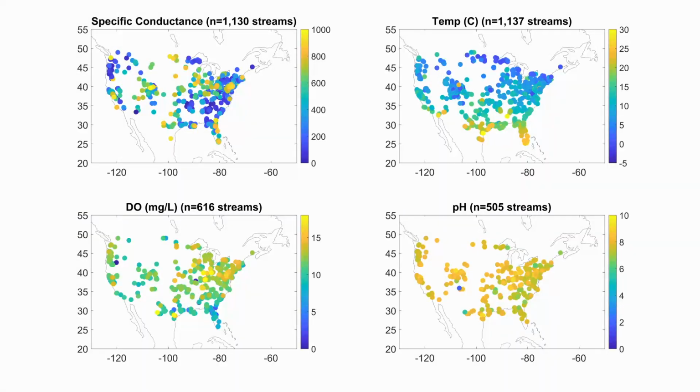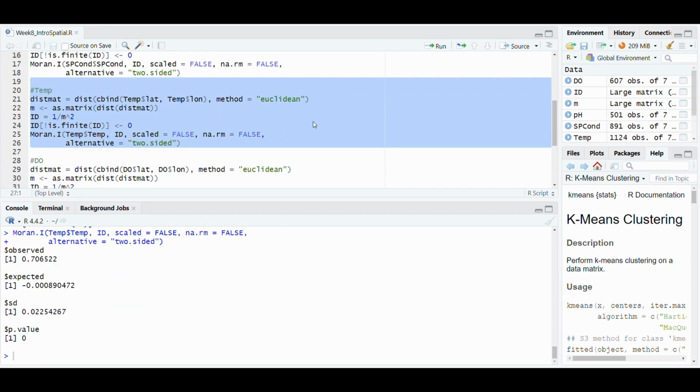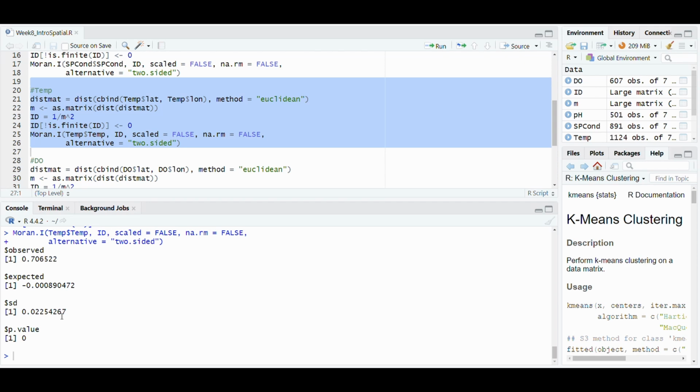We'll take a snapshot of water quality data from the USGS network from March 2025. We're going to pull it into R, and then let's just compute Moran's I for temperature. And what we get is an I value of 0.7, which is very, very high, and a p-value of 0. So this tells us that water temperature is highly spatially autocorrelated, and maybe doing an interpolation of water temperatures is appropriate. Let's do the same thing for dissolved oxygen.